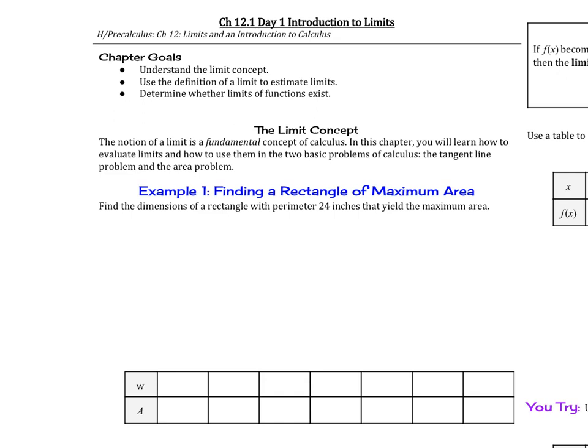Chapter 12, where we're looking at limits and an introduction to calculus. In this section, we're going to understand the limit concept, use a definition of a limit to estimate limits, and then determine whether limits of functions exist.